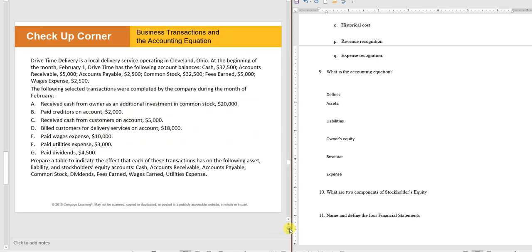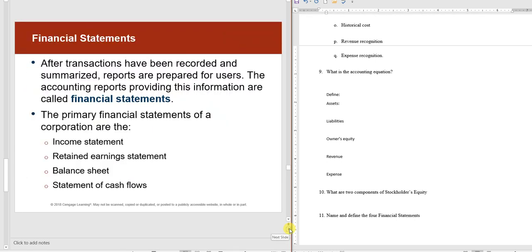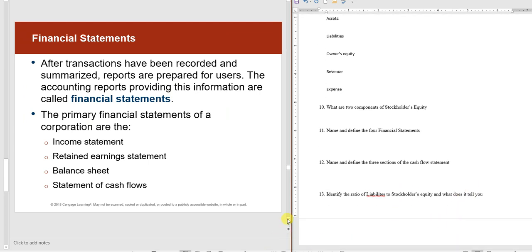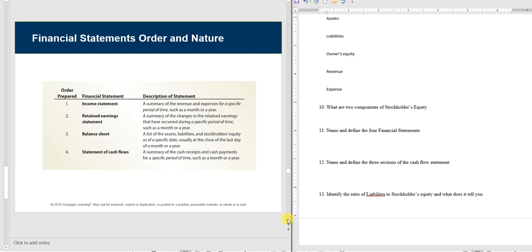Now you can go through this on your own. There are 4 financial statements: the income statement, the retained earnings statement, the balance sheet, and the statement of cash flows. The income statement has revenues and expenses on it, so it's how much I made minus my expenses. So revenues minus expenses equals net income.